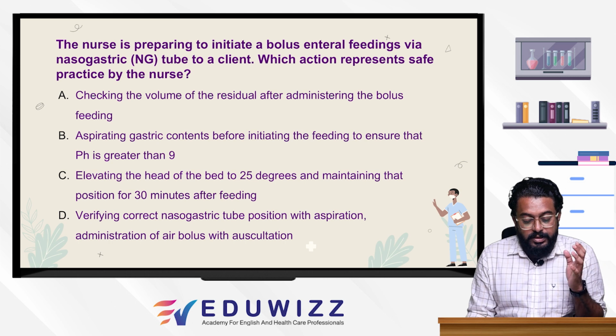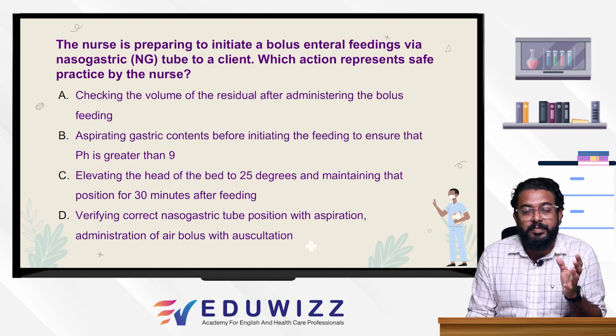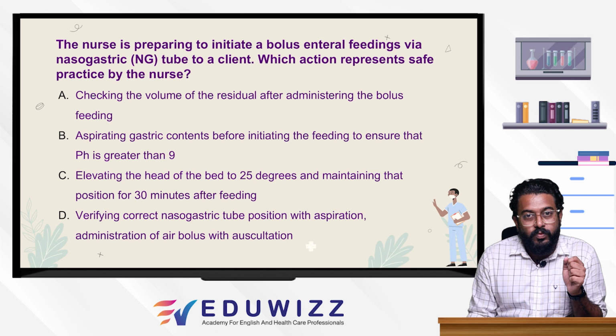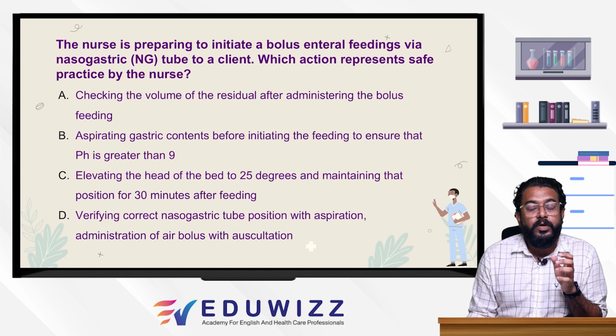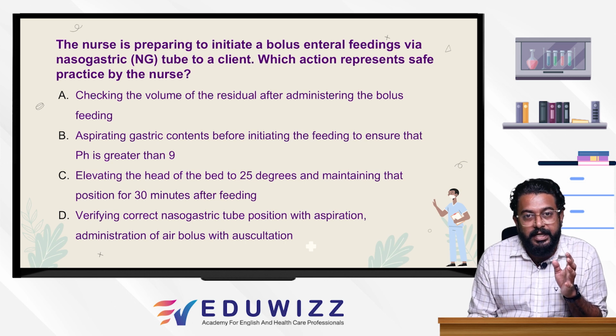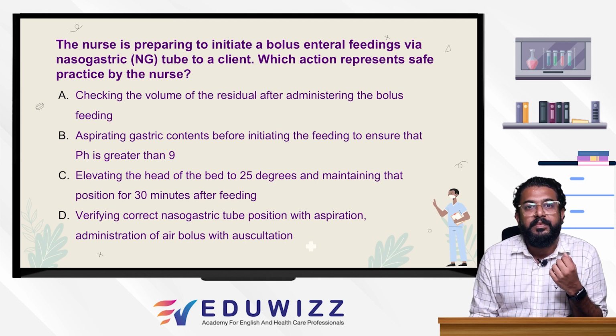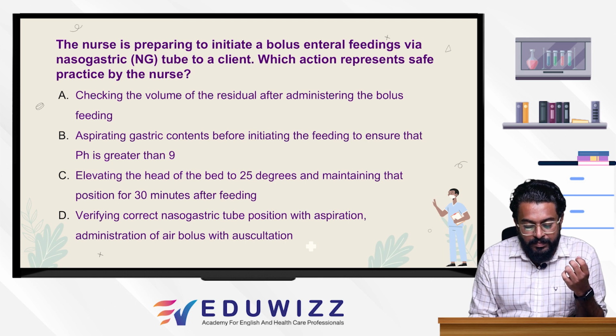So this is the scenario. The nurse is preparing to give a bolus enteral feeding. So what is the safe practice by a nurse before giving that bolus feeding? If you see the options, A is checking the volume of residual after administering the bolus feeding. We all know that we should aspirate gastric contents before we give every feeding. So option A is wrong.